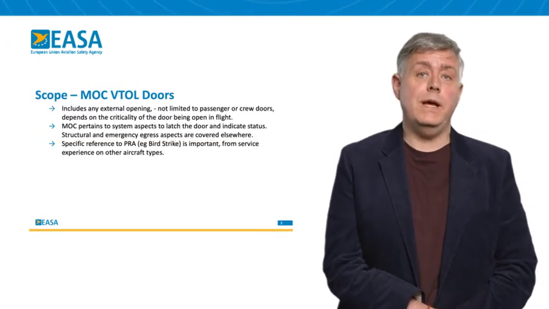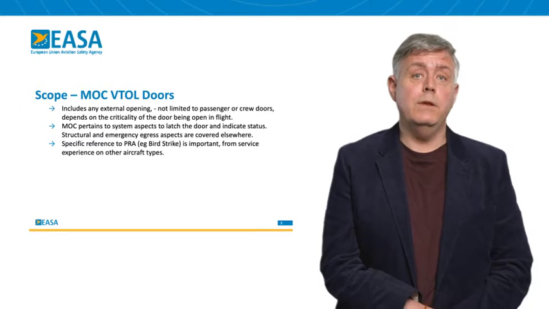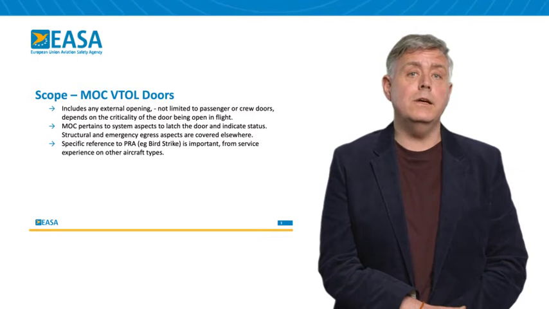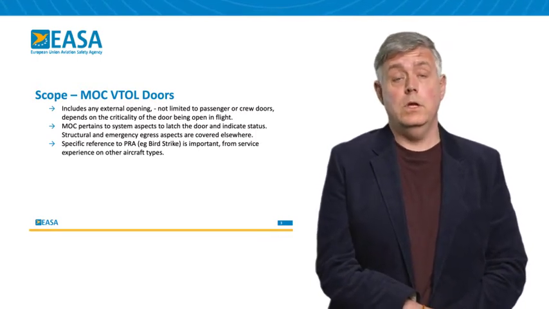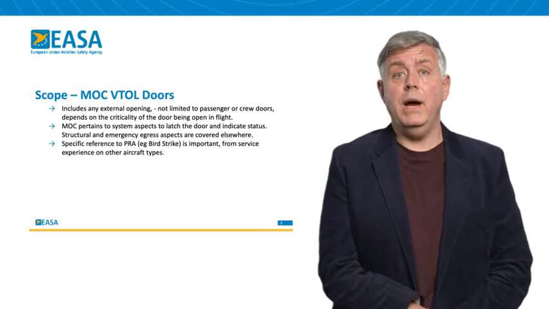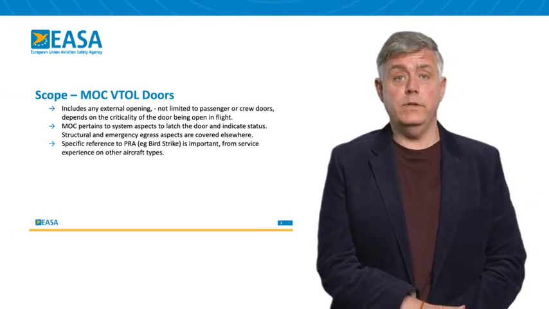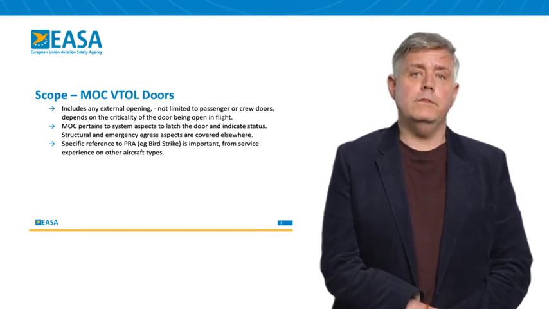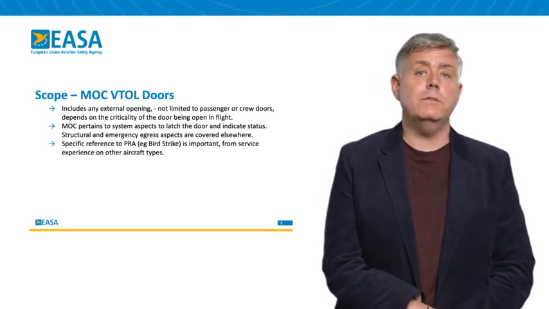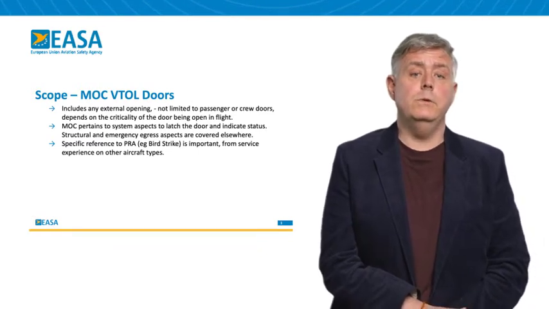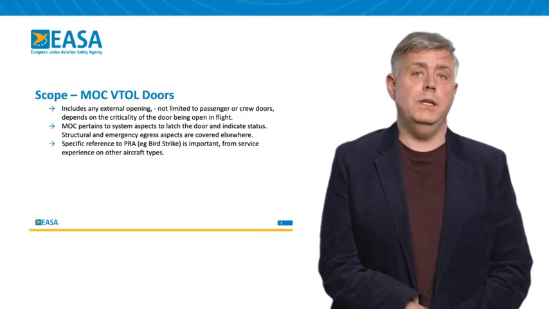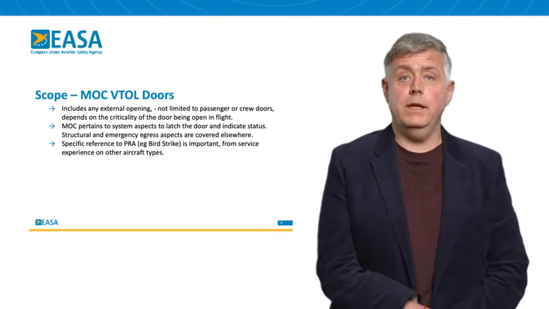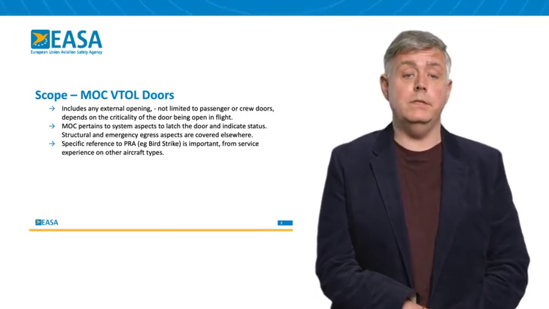I've mentioned passenger and crew doors, but in fact we apply these means of compliance to any external opening on the vehicle, for example a baggage door or a service port for systems access. As I have said previously, these means of compliance pertain to the door latching and the indication of that door, and I am not going to cover structures aspects or emergency egress within these means of compliance.